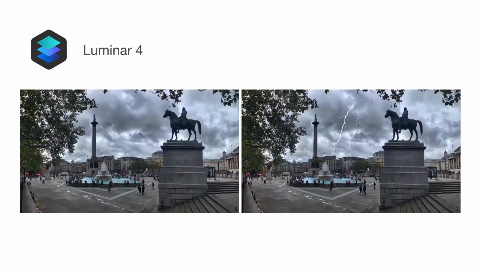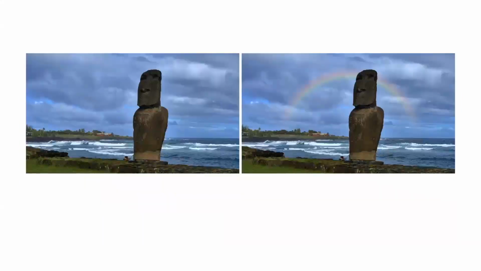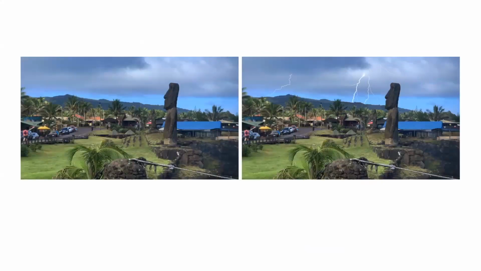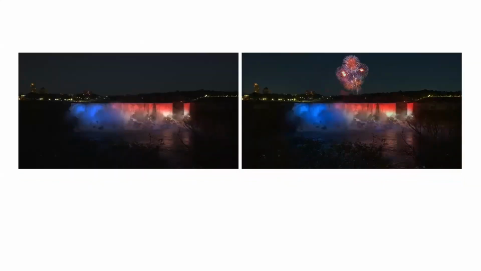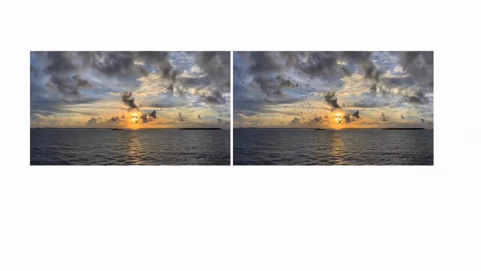I'll show you a few other examples with sky replacement, and these are tricks that you can play with Luminar. Here is lightning over Trafalgar Square. I had that nice moody sky, and of course, it needed a lightning bolt to liven it up. Here's a rainbow behind a giant moai on Easter Island, and lightning strikes on Easter Island too. Here are fireworks over Niagara Falls. And oh, look, the same birds migrated all the way from Sauble Beach to the South Seas. Isn't that amazing? What a long trip.